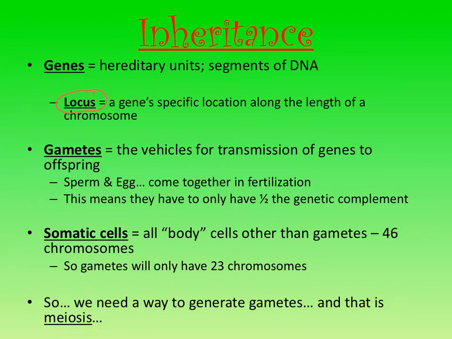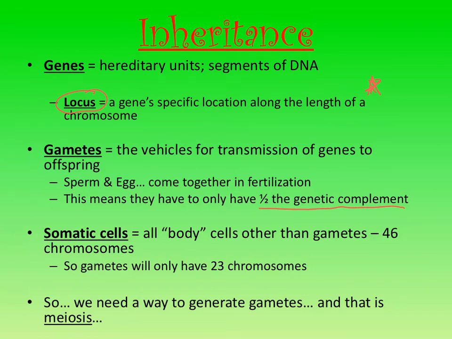So a gene will occupy a certain locus, and we'll use that word a lot, honestly, until probably March. So you do want to make sure that you know and understand that vocab term, locus. Gametes are sperm and eggs, right? So gametes are sex cells. And what's really unique about a gamete is that it only has half of the genetic complement of the organism, because these are ultimately going to come together to form a new organism.